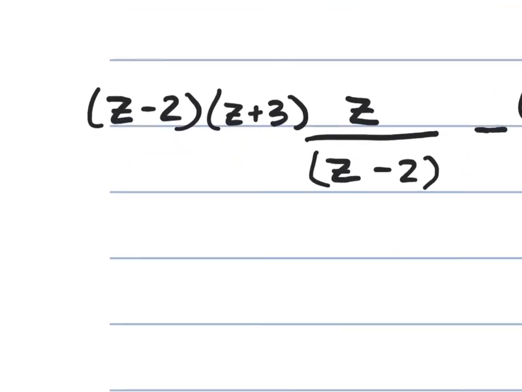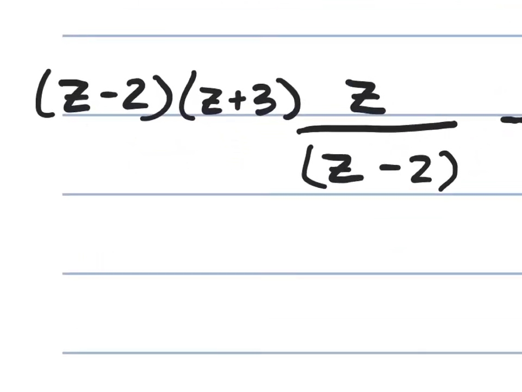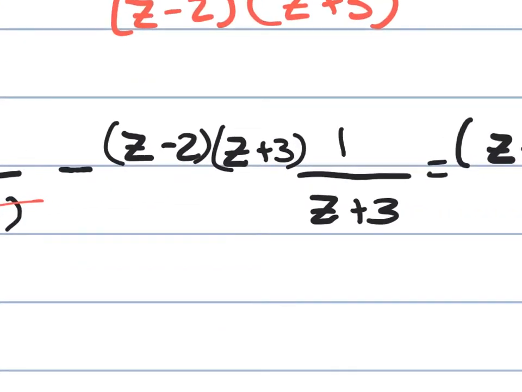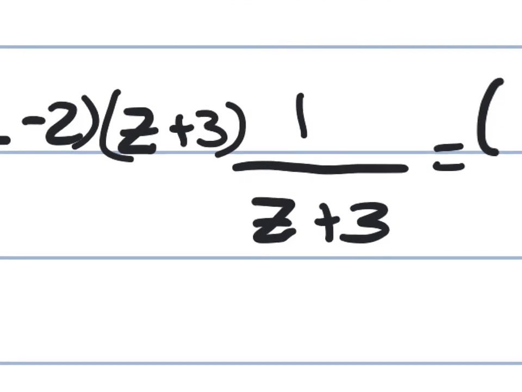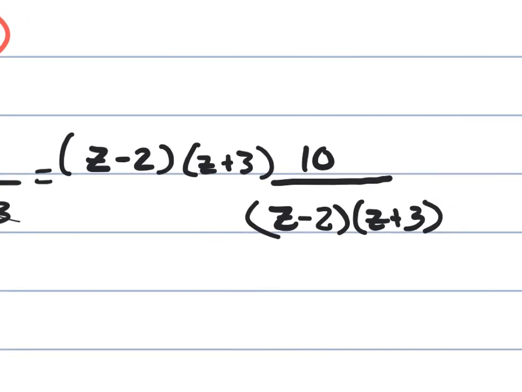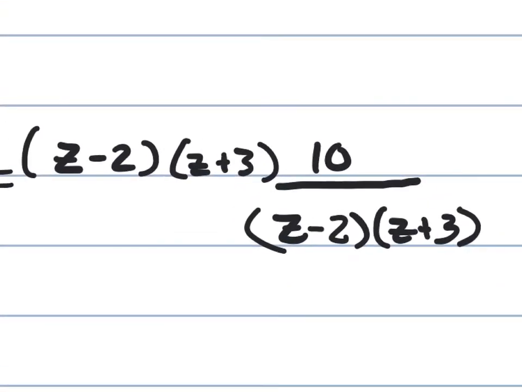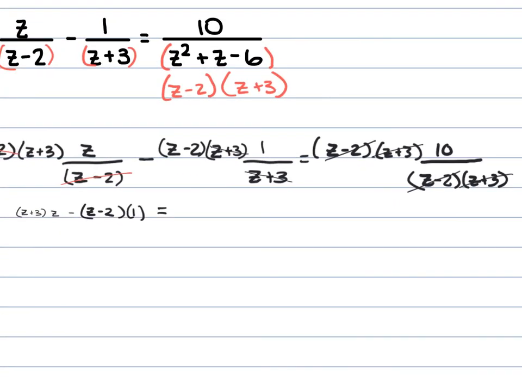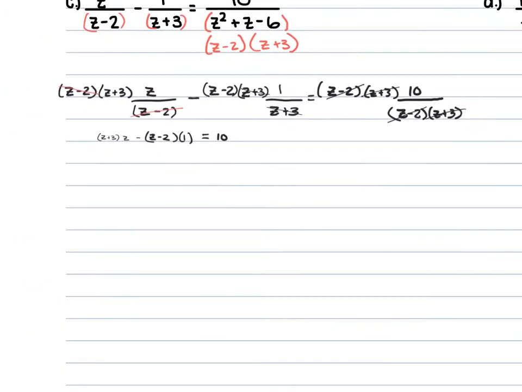Let's start on the first term. Anything cancel? That's z minus 2 and z minus 2. Good. Okay, so what we're going to be left with after that is z plus 3 times whatever is next here. What about this next one? The z plus 3 cancels with the z plus 3, leaving just z minus 2 times 1 is equal to whatever is over here. Anything cancel out over here? The z minus 2 cancels out with z minus 2, and z plus 3 cancels out with z plus 3, leaving just 10 over there. So it becomes much easier once we cancel things out.